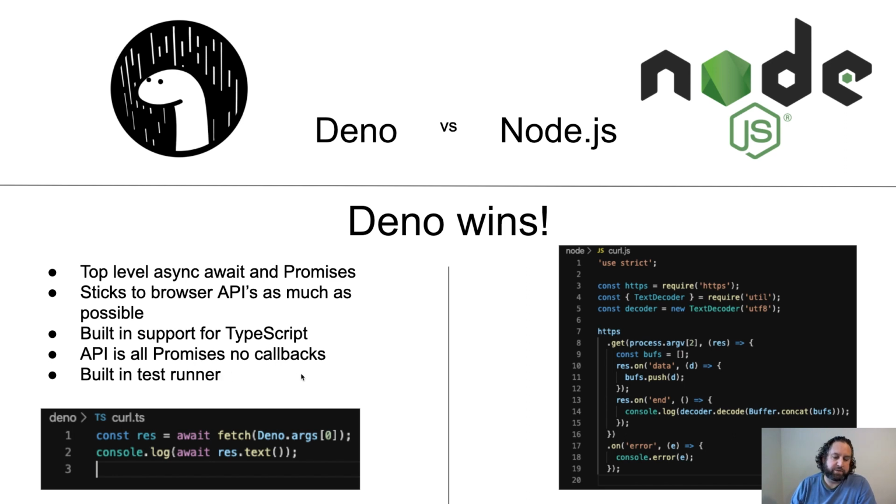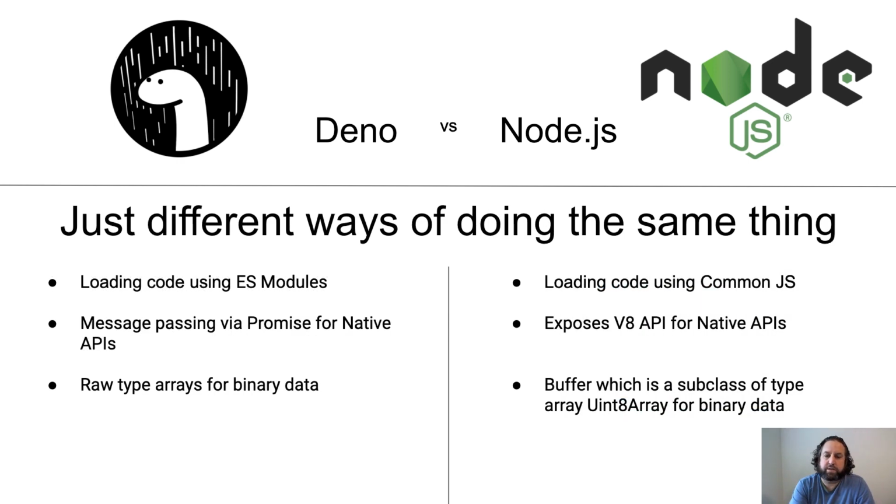And Deno has a built-in test runner. So in Node, obviously, you might pull in Mocha or some other test library, and then also your assertion library. And Deno has a basic test runner built in, as well as some assertions. So these are basically just different ways of doing the same thing.